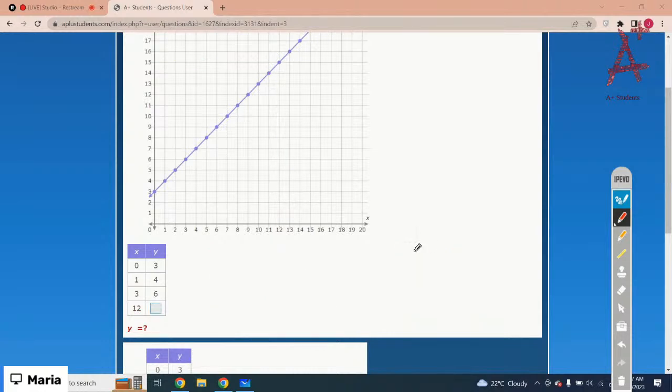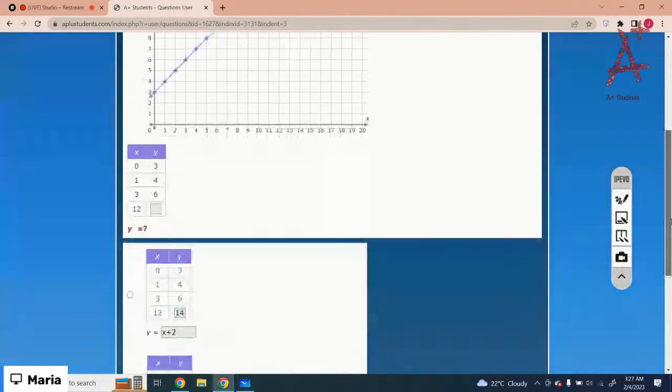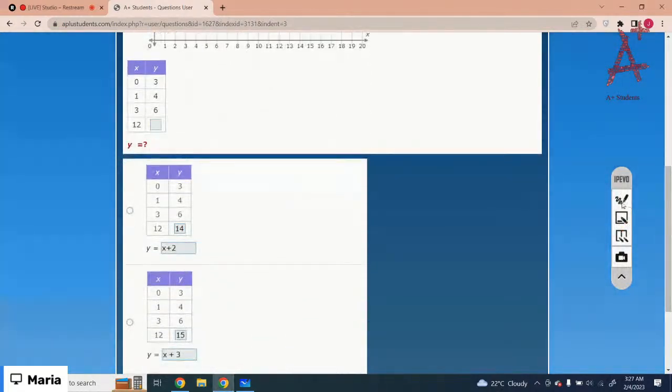The correct option is y equals x plus 3. The second option is the correct option. Got it? Just select the correct option and click on the OK button. It is y equals x plus 3.